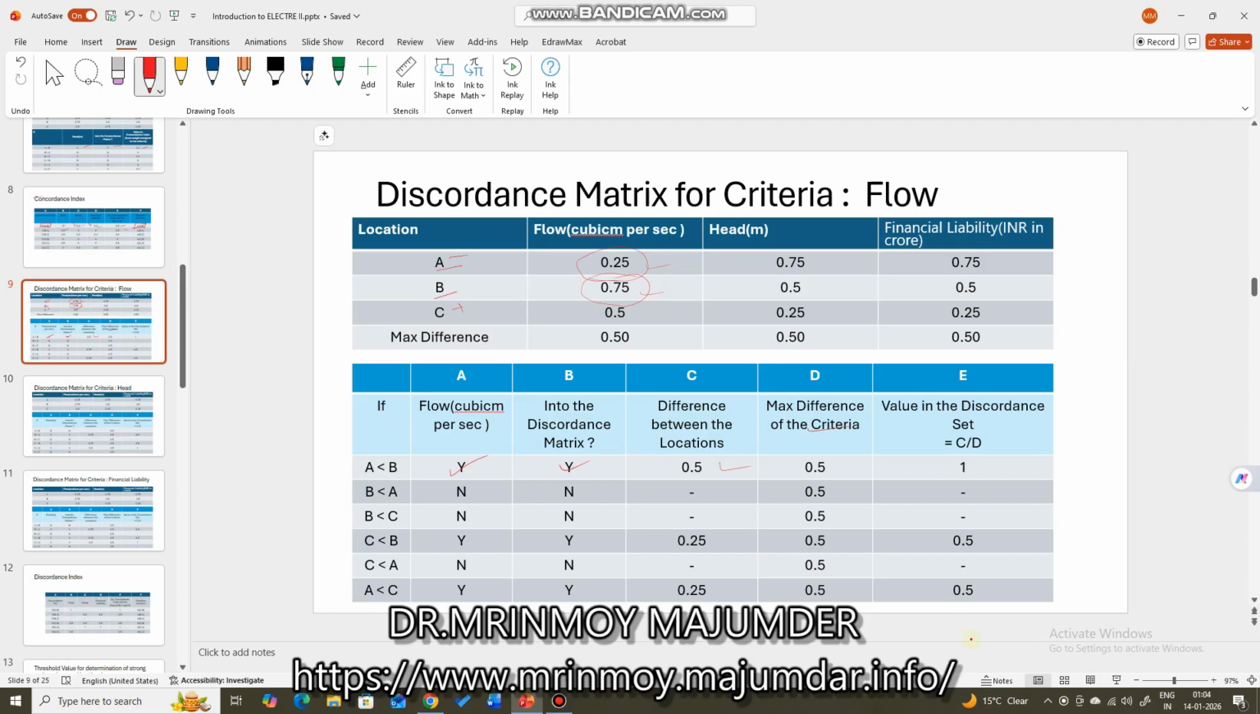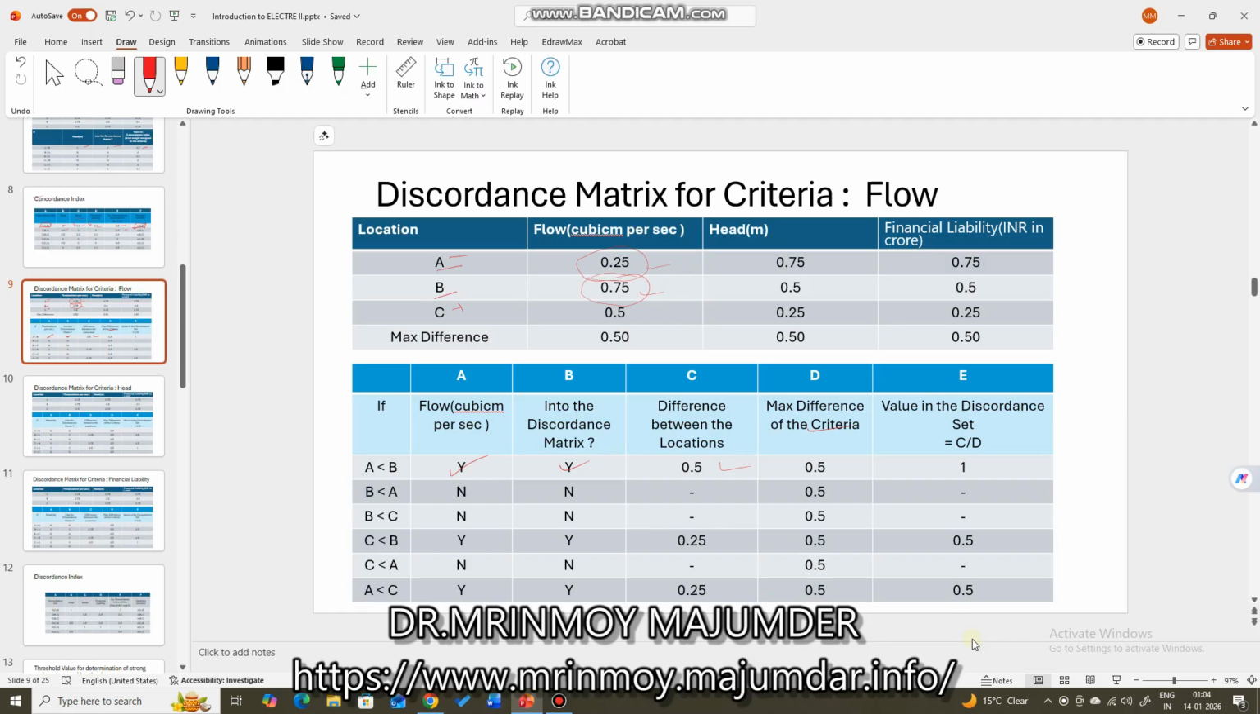So in the criteria flow, the maximum difference becomes 0.5, and the present locations have values of 0.25 and 0.75. Deduct it, it becomes 0.5. So it is very simple.